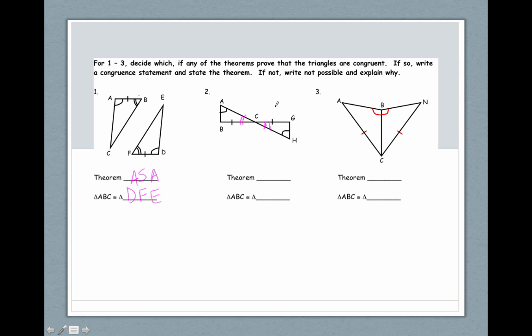This one has the vertical angles the same. So we have angle, angle, side. Angle A goes with angle H. B goes with G. C goes with itself. And on this one, this side is definitely the same. So we have side, side, angle. And remember, side, side, angle is not enough.